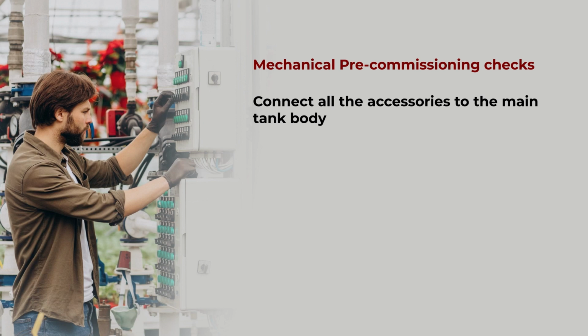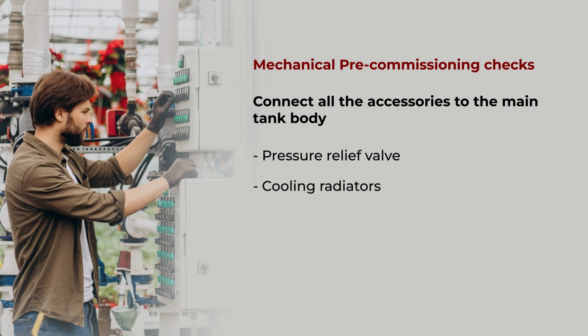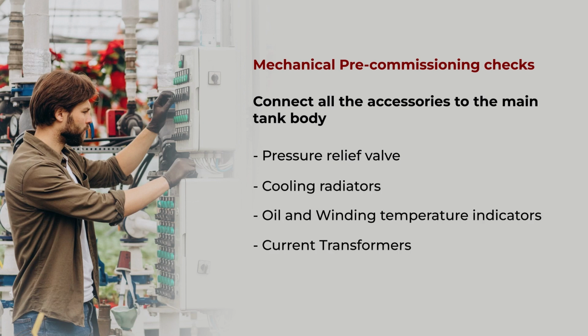Connect all the accessories to the main tank body, that is the high tension and the low tension bushings, the conservator, the Buchholz relay, which comes in between the tank body and the conservator, marshalling cable boxes, dehydrating pipe with breather, pressure relief valve, cooling radiators, oil and winding temperature indicators, and current transformers, depending upon the type of protection you are giving, whether it's a restricted earth fault or a differential protection, or the over current protection, or the current transformers which are being used to measure the oil temperature.